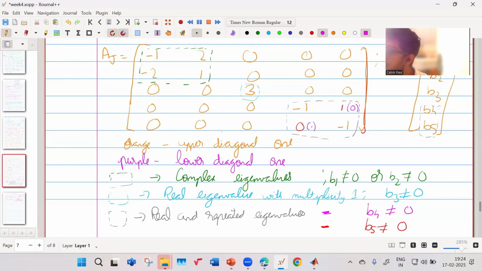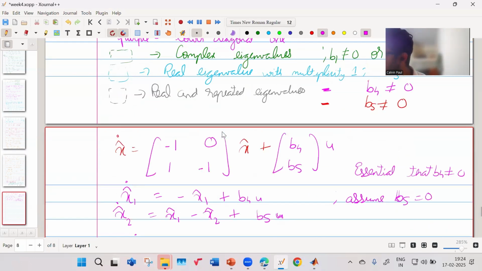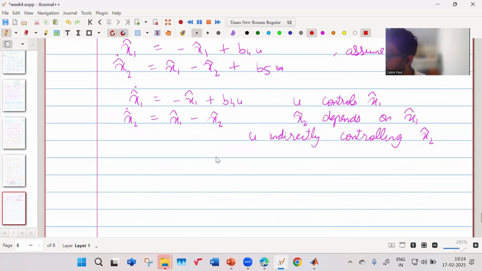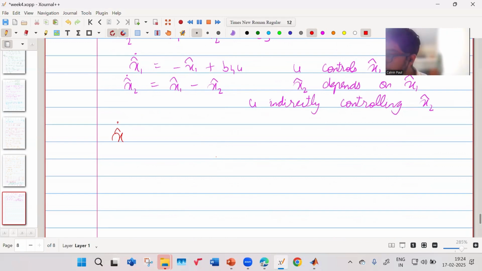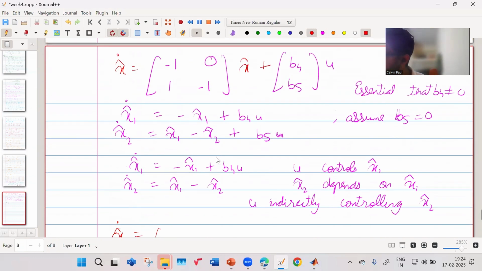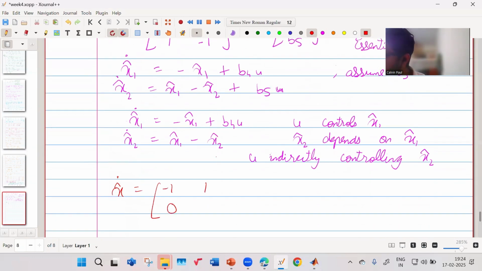So in the case of the red case, let us write it down: x hat dot in the red case will be equal to [-1, 1; 0, -1] into x hat plus b4, b5 into u.